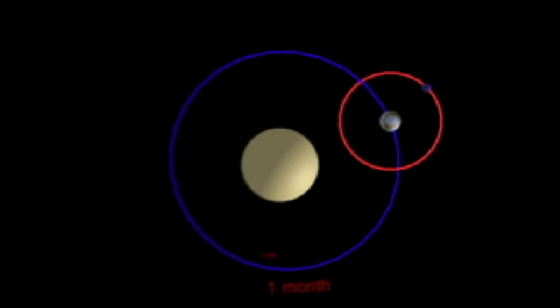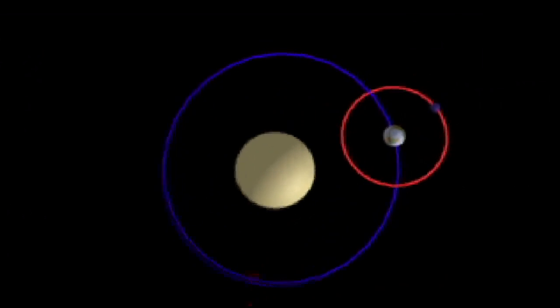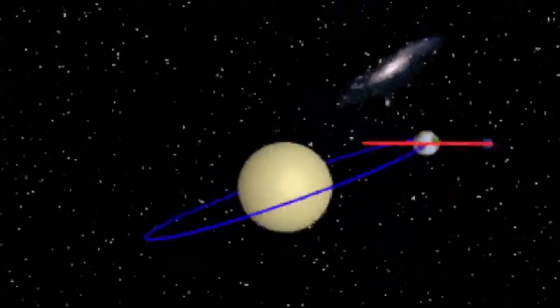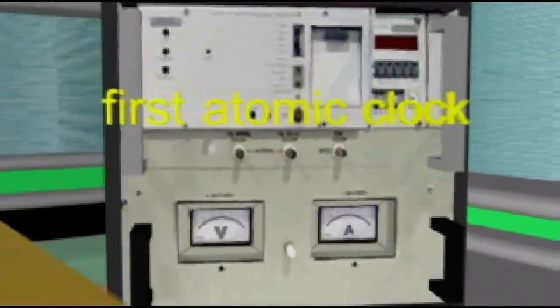In 1960, seconds were defined in terms of the length of the equatorial orbit. In 1967, at the 13th General Conference on Weights and Measures, seconds were defined in terms of the cesium atomic clock.